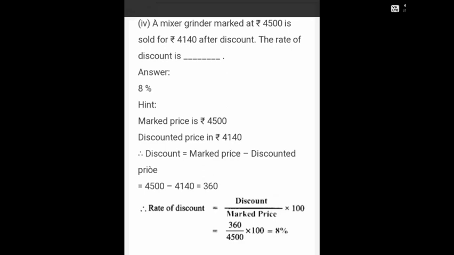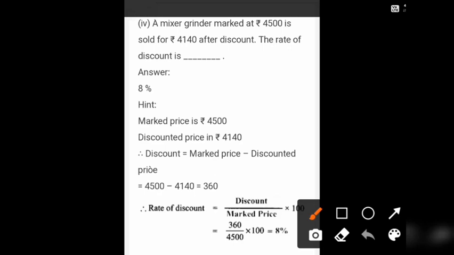Next, fourth subdivision. A mixer grinder marked at rupees 4,500 is sold for rupees 4,140 after discount. The rate of discount is? Here the mark price and sold price are given. Using the discount formula, discount is equal to mark price minus sold price. When you are subtracting this, we get 360.